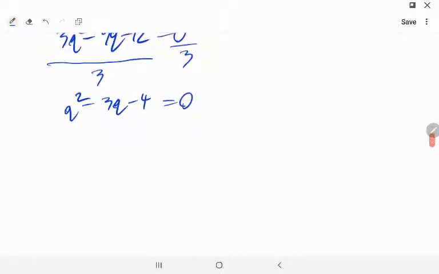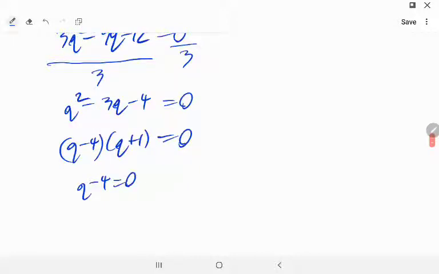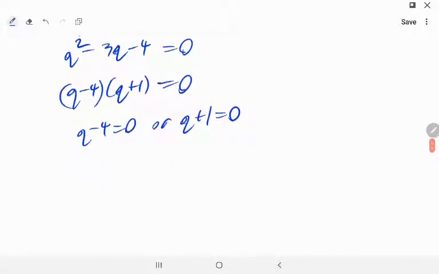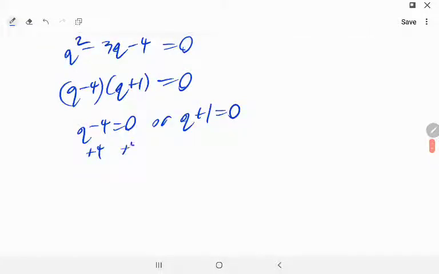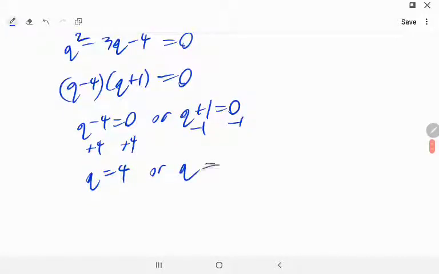Now this is an easy factorization. We get the quantity q minus 4 times the quantity q plus 1 equals 0. So we find that q minus 4 equals 0 or q plus 1 equals 0. And so q equals 4, or we subtract 1 from both sides and q equals negative 1.